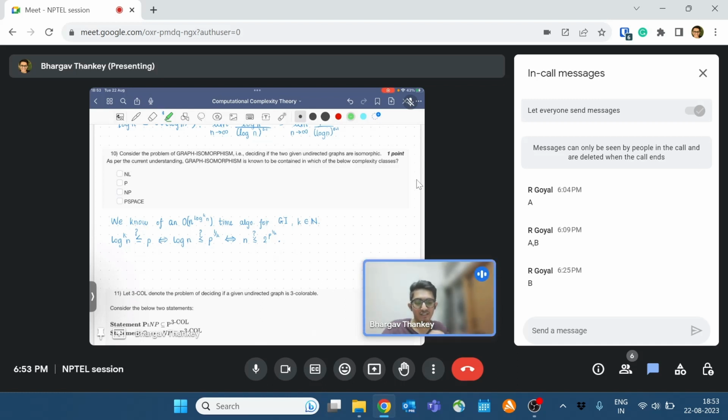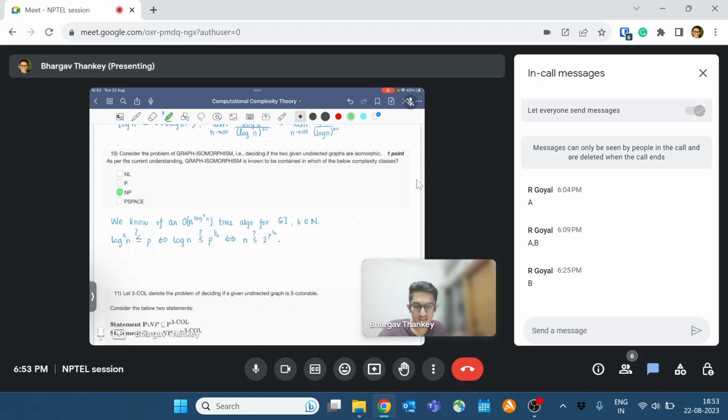So basically, if I were to give you a permutation and claim that G1 is isomorphic to G2 according to this permutation pi, then you would be able to verify this fact in polynomial time, right? Yes, that is exactly the definition of NP. So GI is in NP.